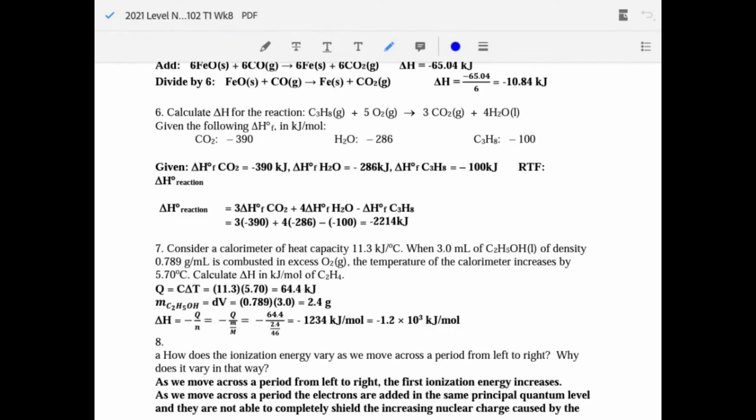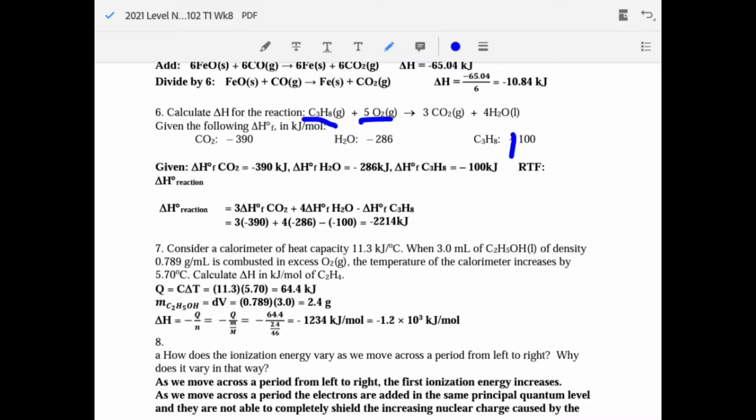Okay, so for number 6, you have to find delta H, and you're given delta H of formation. Formation means if they're formed, you use that energy, but if they're broken down, then you just reverse the sign. So O2 is an element. It's in the elemental state, so you don't need to worry about it because the formation is 0. But C3H8, you have to break it down. So that's why for this, it's the opposite. It's not minus, it's positive.